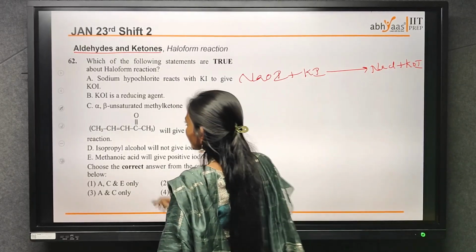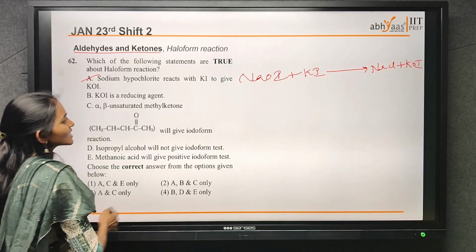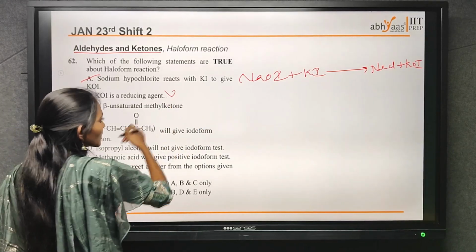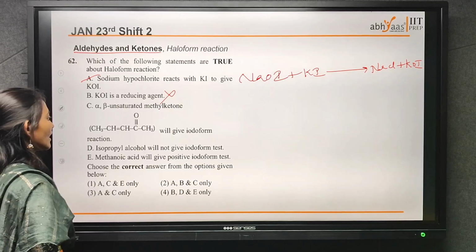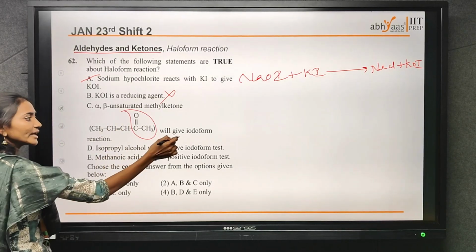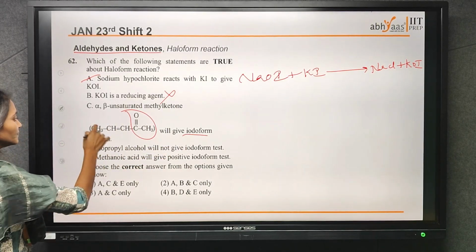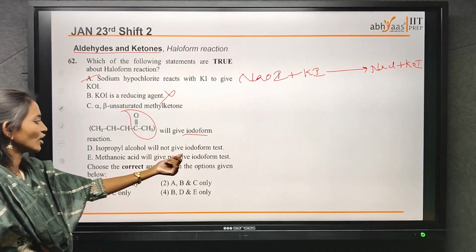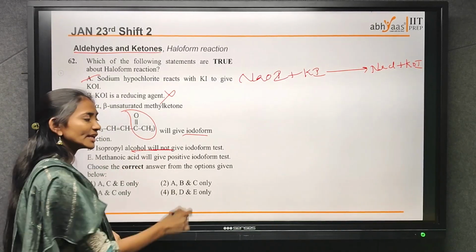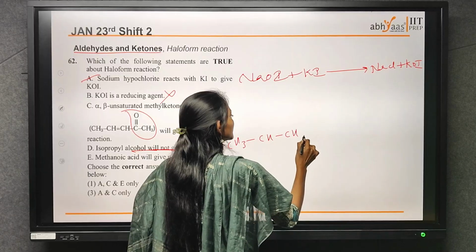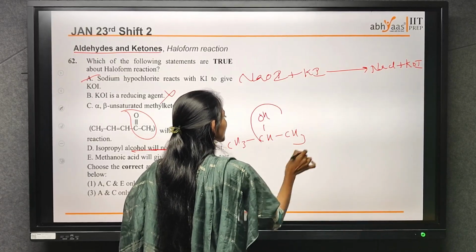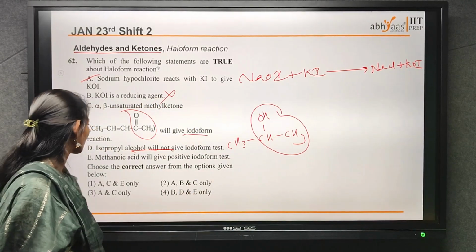So hence correct, right? So KOI is not a reducing agent, it is an oxidizing agent. And an alpha beta unsaturated methyl ketone will get iodoform. Any kind of this compound can give the iodoform test. So isopropyl alcohol will not give the iodoform test. It will give how? CH3 CH CH3 OH. If you see this kind, it will give the iodoform test.